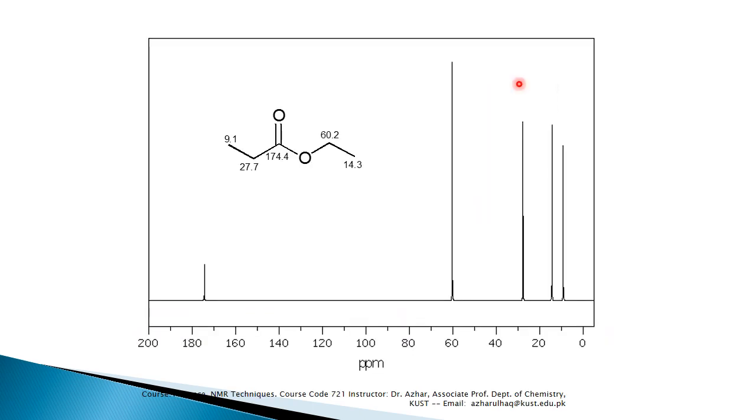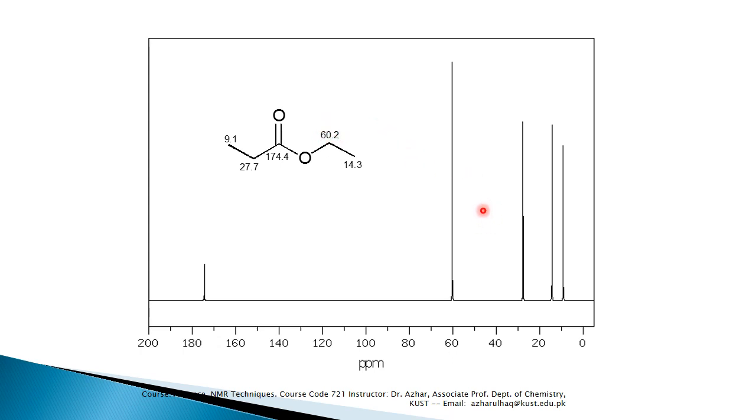This is the carbon-13 NMR spectrum of the compound. In this spectrum, we see a peak in the downfield region, that is at 174.4, that can be assigned to the carbonyl carbon, being the most deshielded carbon in the molecule. Similarly, the peak at 60.2 can be assigned to the oxymethylenic carbon, as this is also a deshielded carbon.